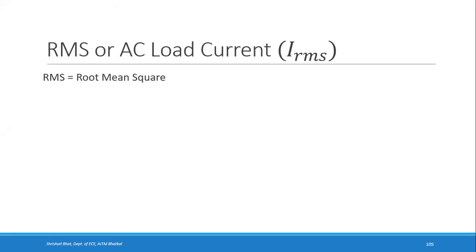In RMS, what we do is we square the value. When we square, the negative also becomes positive. We square the values, then find the average, and then find the square root. So it is root mean square: we find the square root of the average of the squares. So how do we do that for your load current?